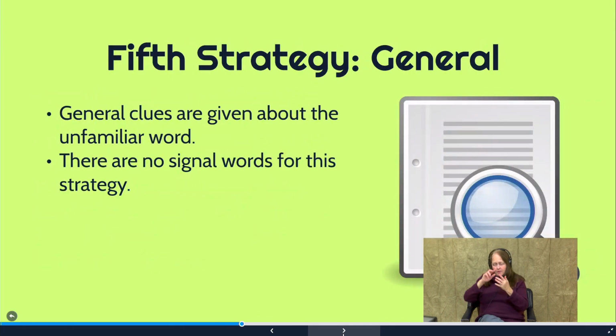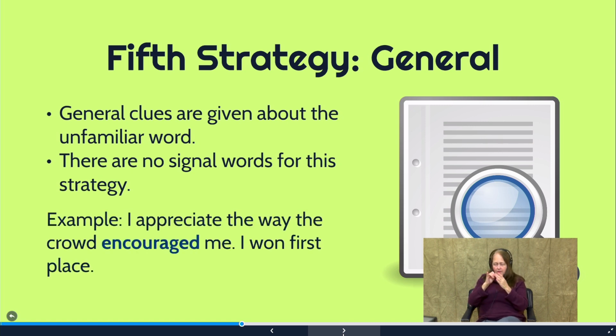And the fifth strategy is general. This is when general clues are given about an unfamiliar word. Now, unfortunately, there aren't any signal words to be used for this, so I'm going to give you some strategies in order to tackle those words.